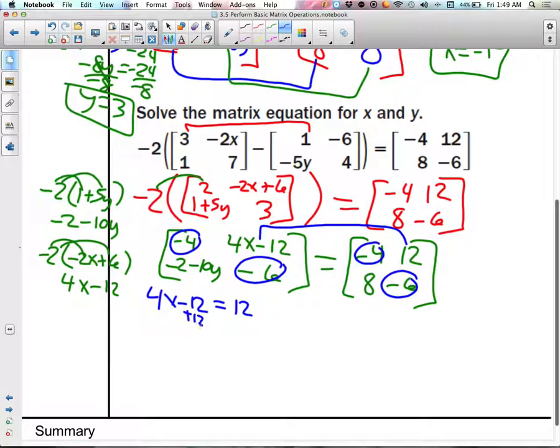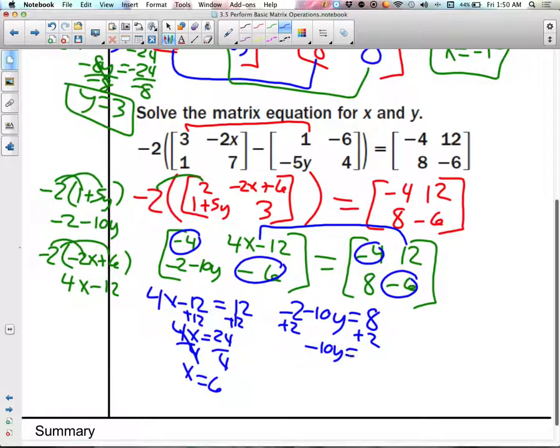I'm going to add 12. So that gives me 4x equals 24. I can divide by the 4, and x will equal 6. So the value of x will be 6. That makes these two matrices equal. And then I need to find the value of y. I've got negative 2 minus 10y. And that should equal 8. So we'll solve for y. Add 2. So negative 10y equals 10. Divide by negative 10. And y equals negative 1. So my value for y is negative 1. The value for x will be 6.